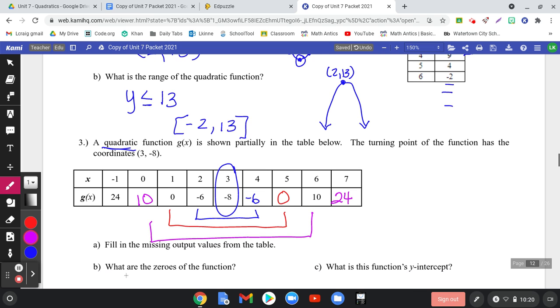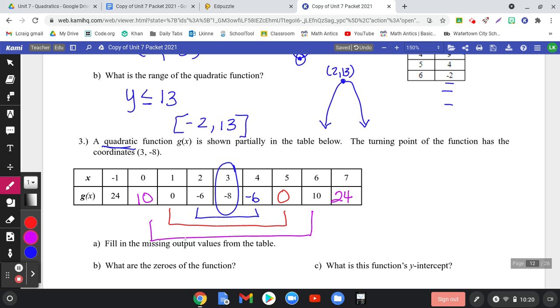Okay? What are the zeros of the function? Remember, the zeros are where it hits the x-axis, where the height, where your y value is 0. So where is the y value 0? Right here, 1 and 5.